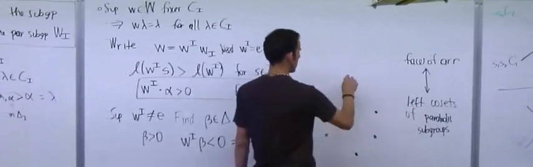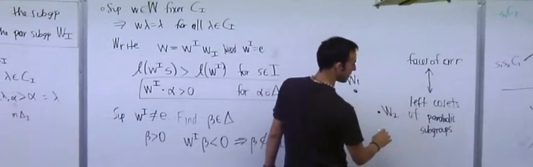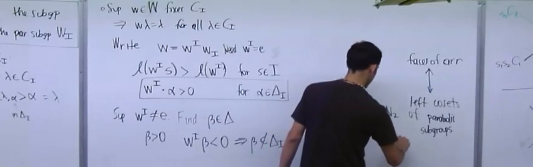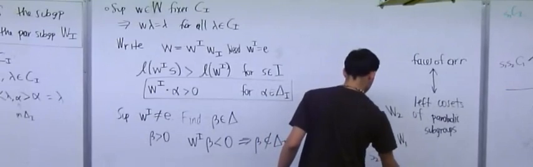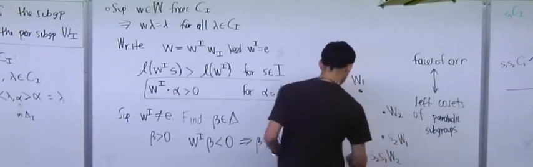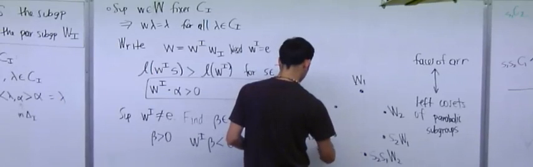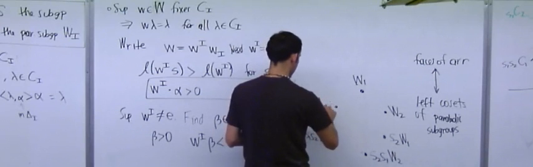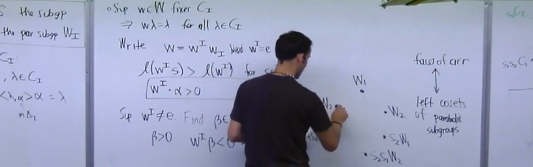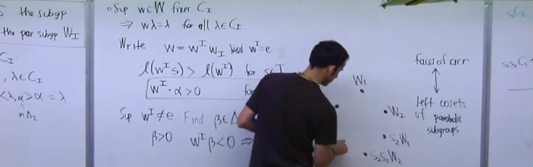This is W1, W2. S2W1. You have to be a little bit careful to label these things properly. This is S2, S1, W2. This is S1, S2, W1. And this is S1, W2. Okay. So these are the points that I see on my circle.